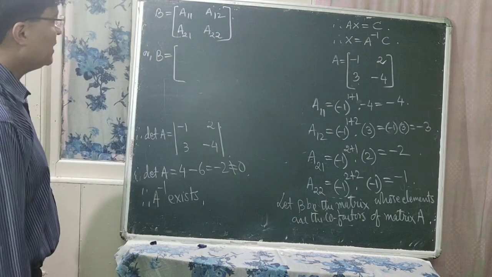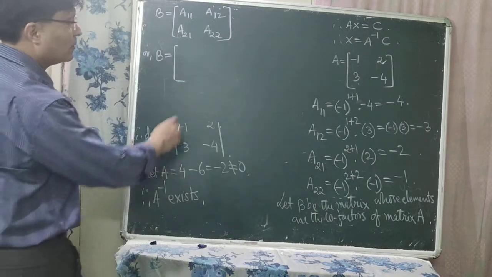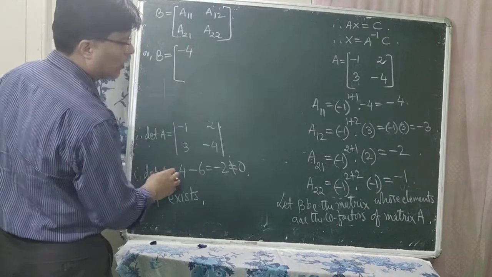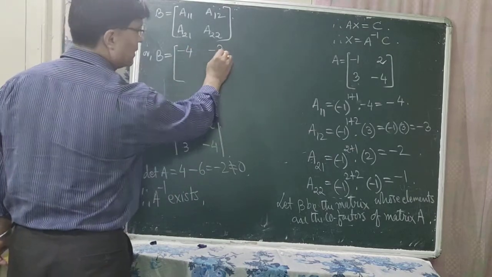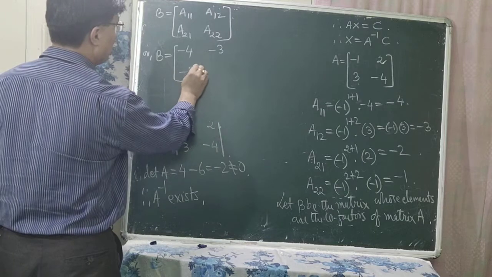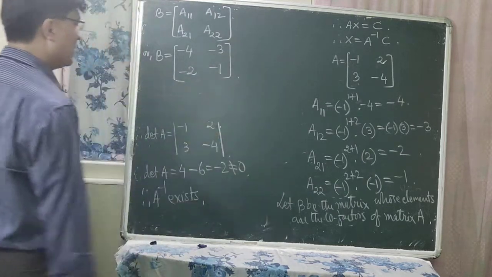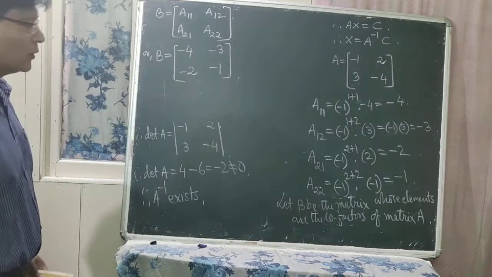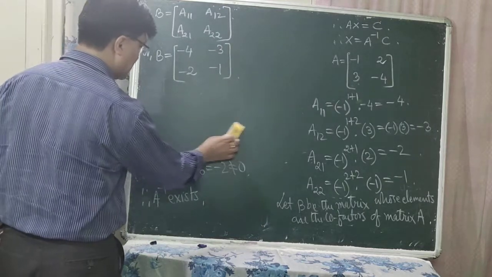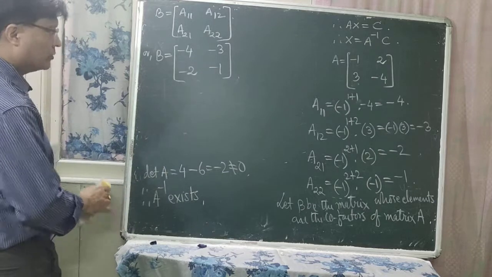What is capital B? What is A11? It is minus 4. What is A12? Minus 3. What is A21? Minus 2. What is A22? This is minus 1. All are minus sign here. Okay? What's the next? So here data is minus 2, right?